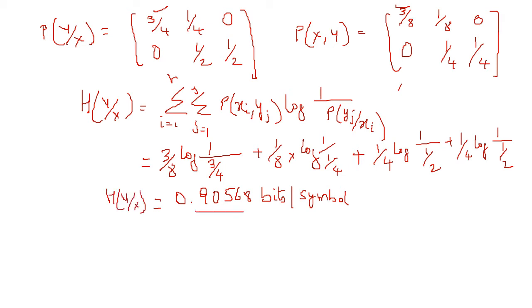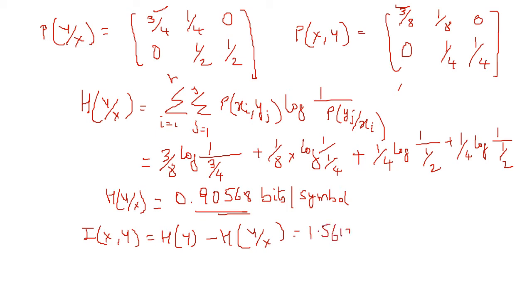So now we have got what is H(Y/X). So mutual information I(X,Y) will be equal to H(Y) minus H(Y/X). Substitute the value. So you are going to get 1.56128 minus 0.90568. So it comes to around, after subtraction, 0.65564 bits per symbol.